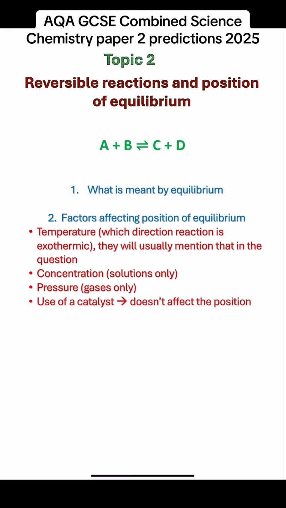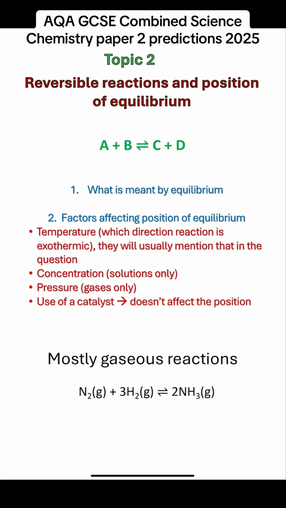Remember that the use of catalyst will not affect the position of equilibrium. Remember also for pressure in case of gases, if the number of moles of gases for the reactant and product is exactly the same, then there will be no effect of pressure on the rate of forward or backward reaction. So there will be no effect on the position of equilibrium. Mostly they will give you a gaseous reaction, and the most common reaction that comes in the exam is the reaction between nitrogen and hydrogen to give you ammonia.